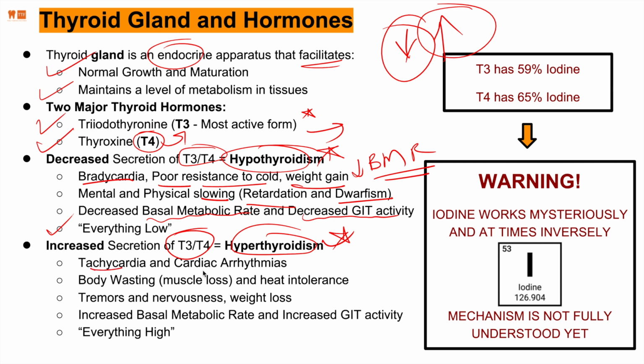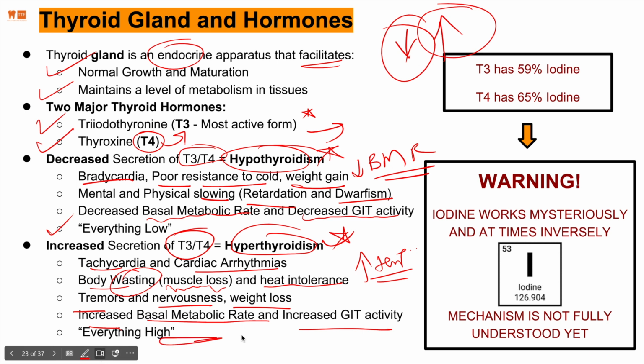Tachycardia, cardiac arrhythmias, body wasting, remember muscle loss, heat intolerance, increase in temperature of the body, tremors, so hypermovements, nervousness, weight loss because of increased basal metabolic rate and increased GI activity. Everything is high. Okay, amazing.